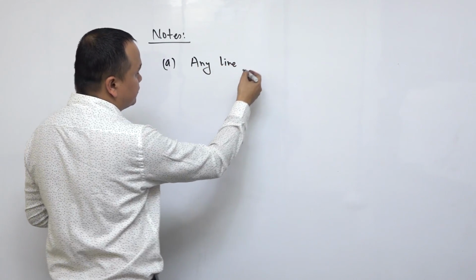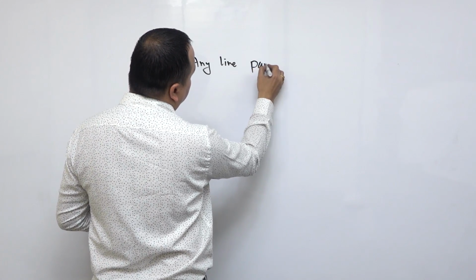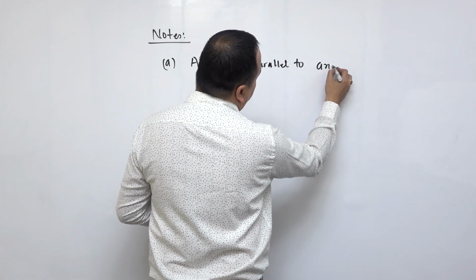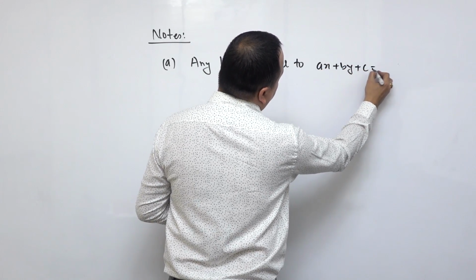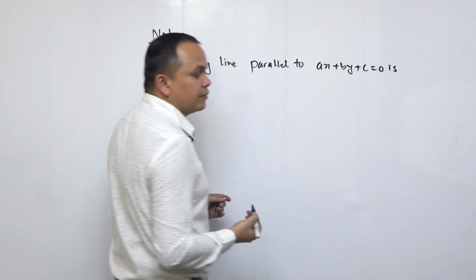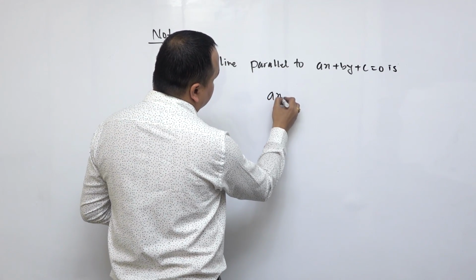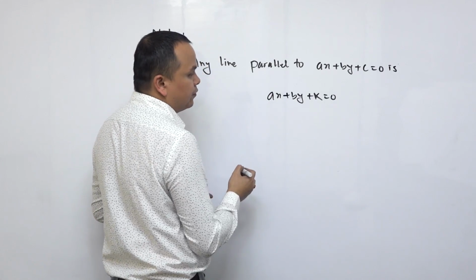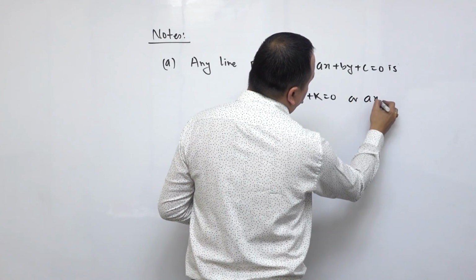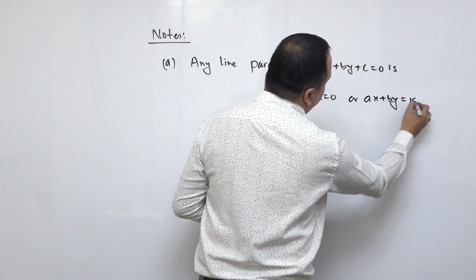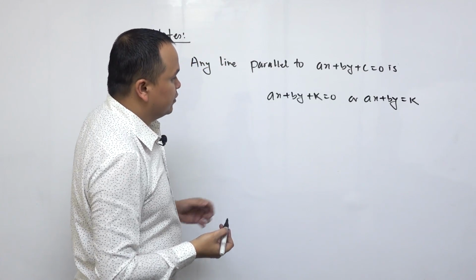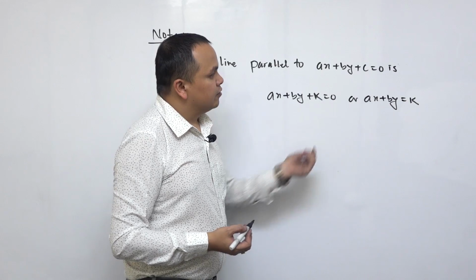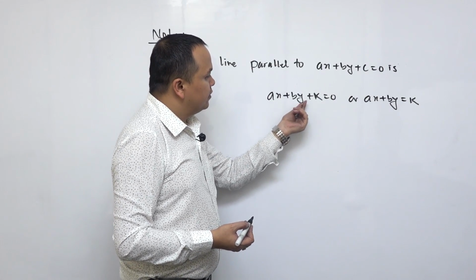Any line parallel to ax plus by plus c is equal to 0 is ax plus by plus k is equal to 0, or ax plus by is equal to k. Any line parallel to ax plus by plus c is equal to 0 is ax plus by plus k is equal to 0.